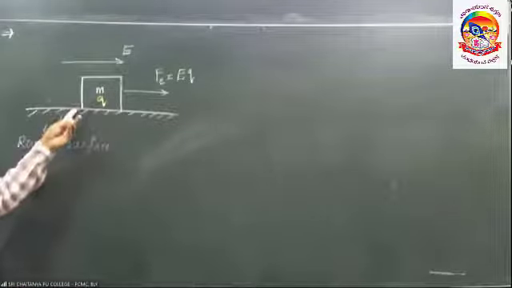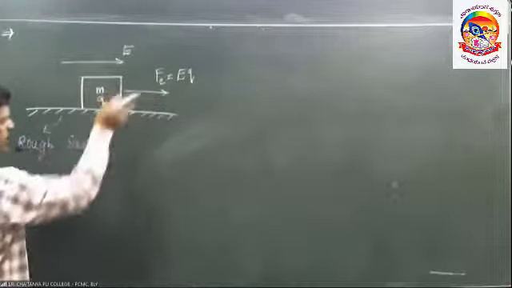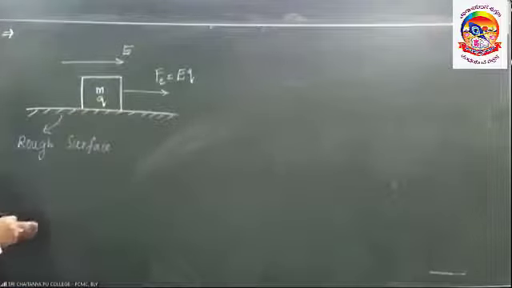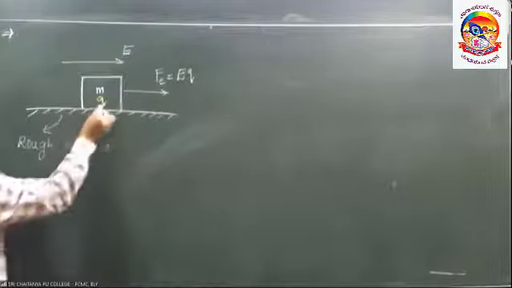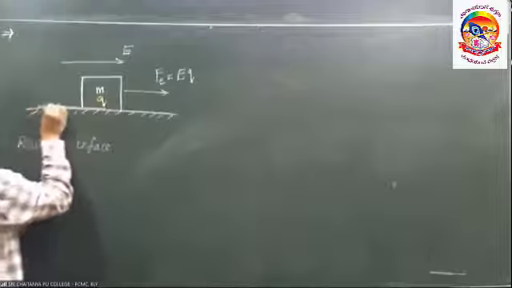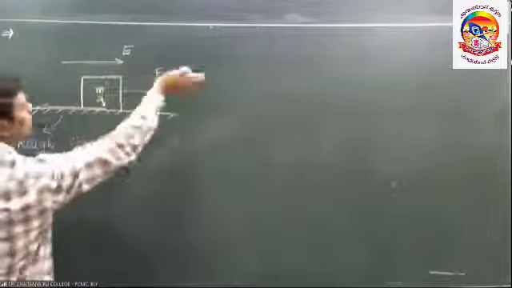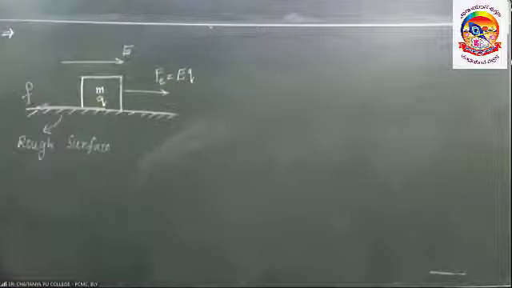The block is on which surface? On a rough surface. Immediately when it is trying to move, between the block and this rough surface there is a force which acts, which is the frictional force. As it is trying to move in this direction, the frictional force acts in this direction.